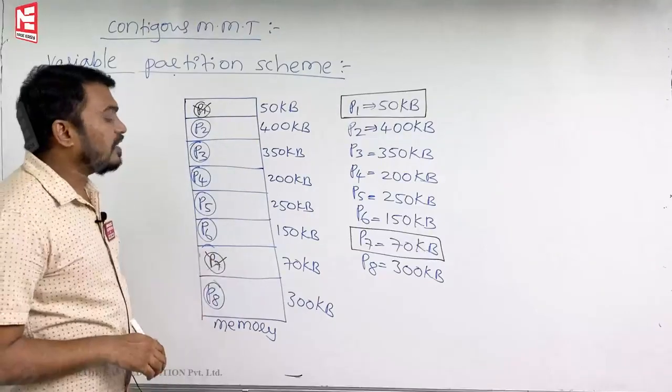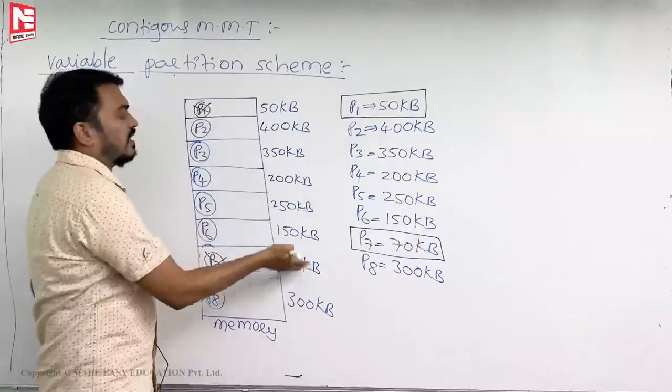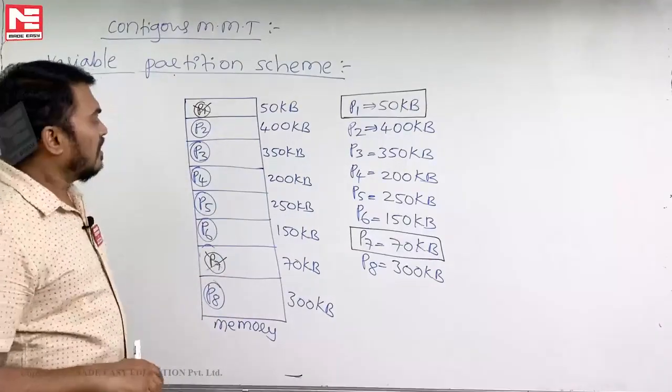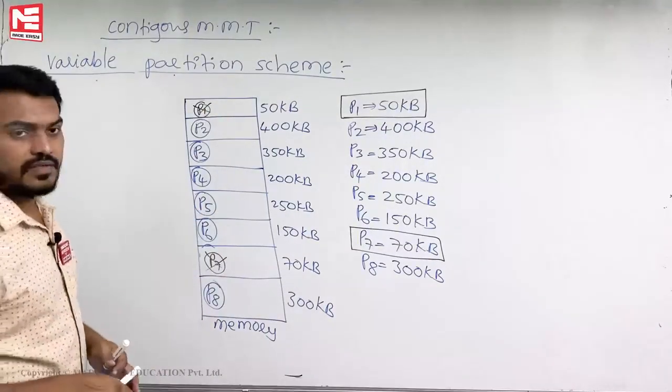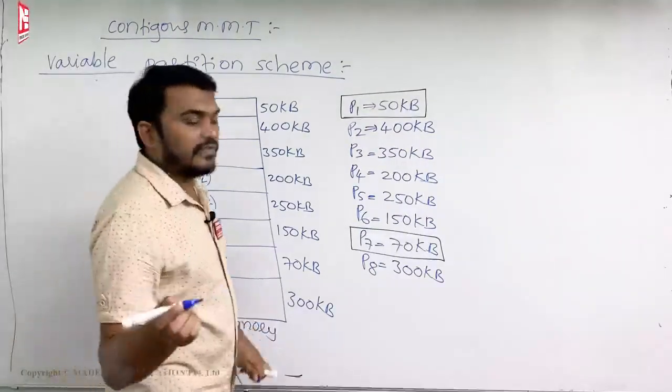Total how much memory is freely available? 120 KB memory is freely available. So 70 plus 50, how much is that? 70 plus 50 is 120, right? So total 120 KB memory is freely available. Remember, let's say you have 120 KB memory freely available.